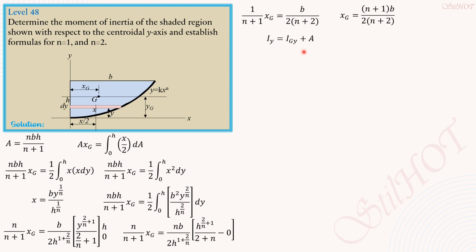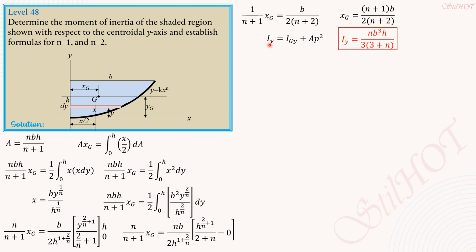Then Iy equals Igy plus area p square, where p is xg, in this case the distance between the centroidal y-axis and the y-axis, so xg. And Iy from level 4, or what's the numbering of that problem, so just review it. It is b cube h over 3 times 3 plus n, I think. So n b cube h over 3 quantity 3 plus n, rather. So n b cube h over 3 quantity 3 plus n.